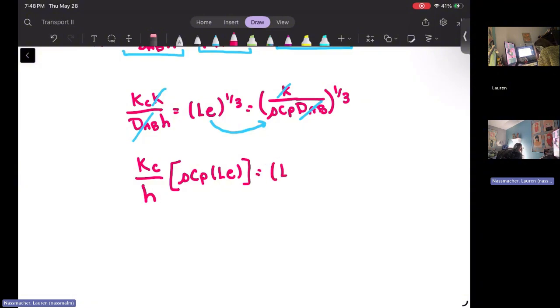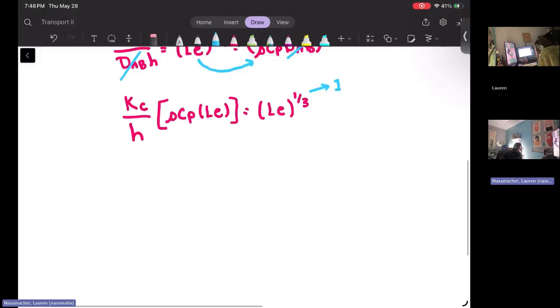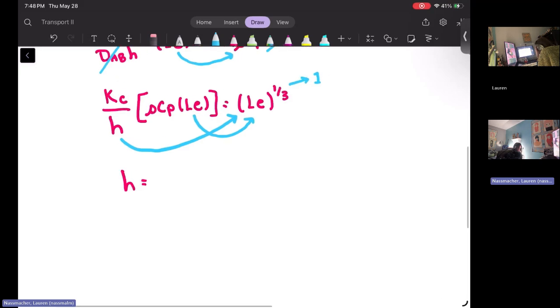And that is equal to our Lewis number. But remember, our Lewis number to the 1/3 power is equivalent to 1, like we said earlier. So we're just going to call that 1. Before we multiply our heat transfer coefficient over, we divide by our Lewis number. And so we get that our heat transfer coefficient is equivalent to our mass transfer coefficient multiplied by our density and our heat capacity. And this is the Lewis relation.